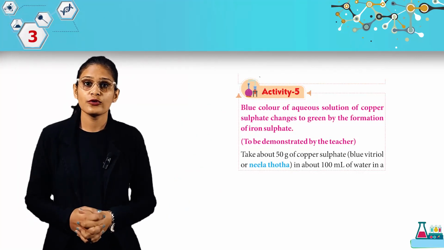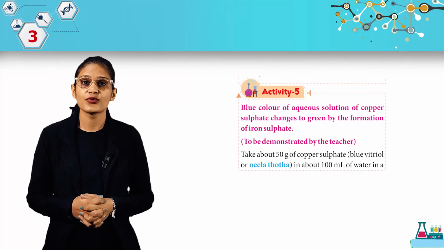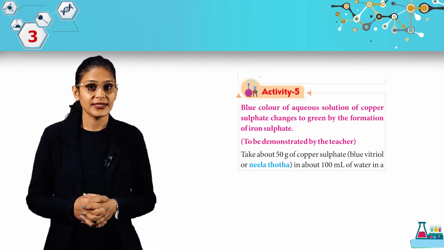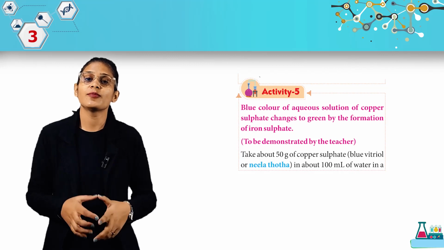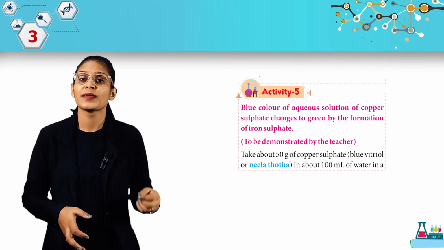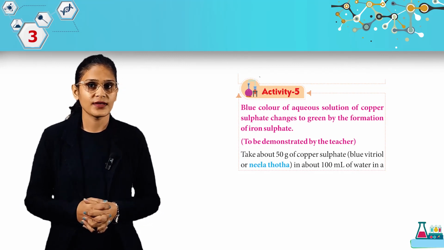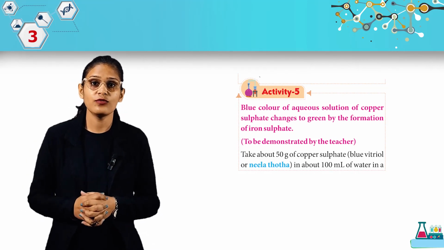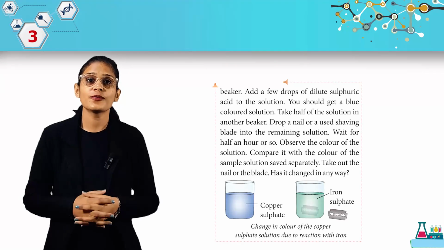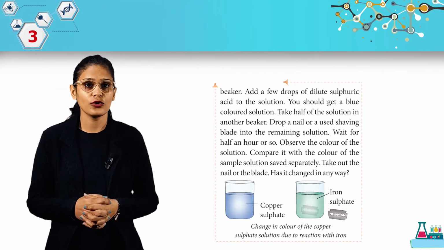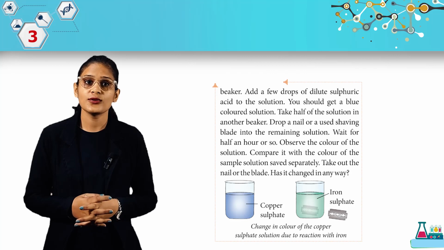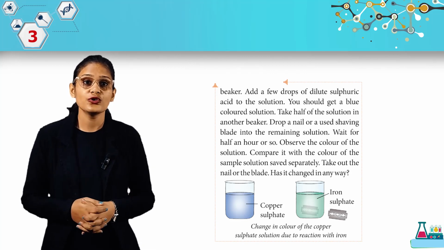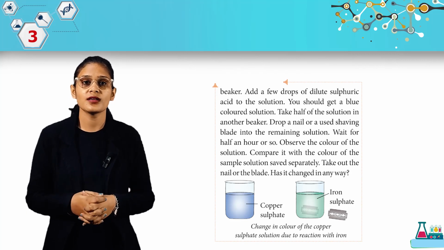Now we have activity 5. Blue color of aqueous solution of copper sulfate changes to green by the formation of iron sulfate. To be demonstrated by the teacher. So student, this activity also is demonstrated by your teacher. Here we have, take about 50 gram of copper sulfate, blue vitriol or Neela Thota in about 100 ml of water in a beaker. Add a few drops of dilute sulfuric acid to the solution. You should get a blue color solution. Take half of the solution in another beaker. Drop a nail or a used shaving blade into the remaining solution.